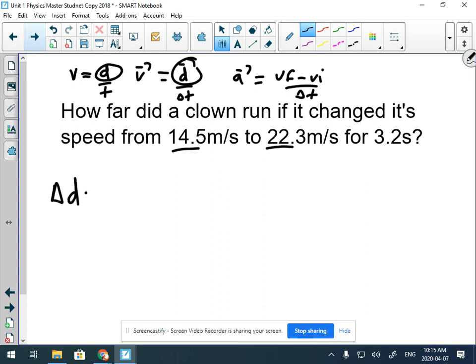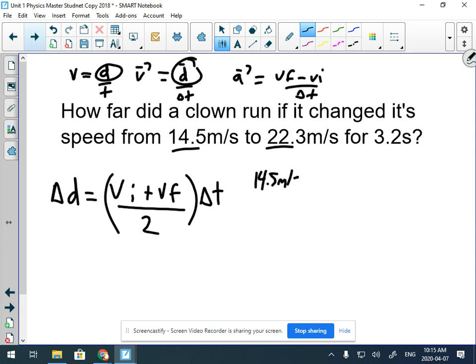And the two-speed formula looks like this. Velocity initial plus velocity final over 2 times time. And I know I need this two-speed formula because I've been given two speeds. So how fast was the clown going initially?